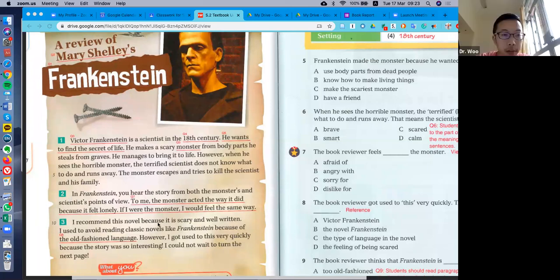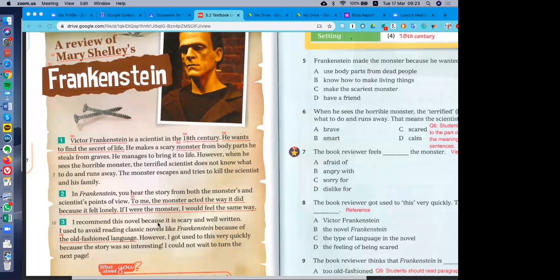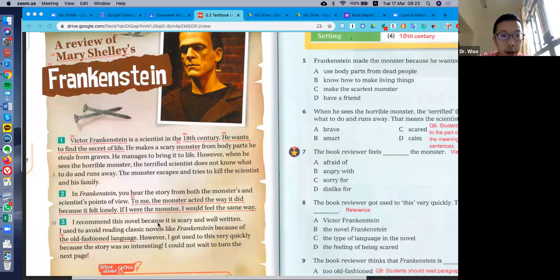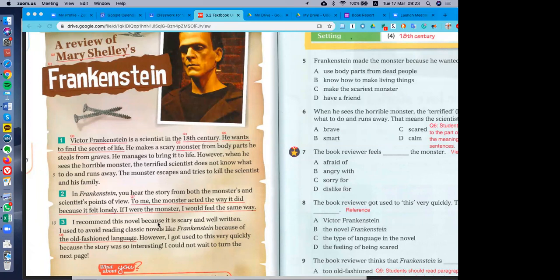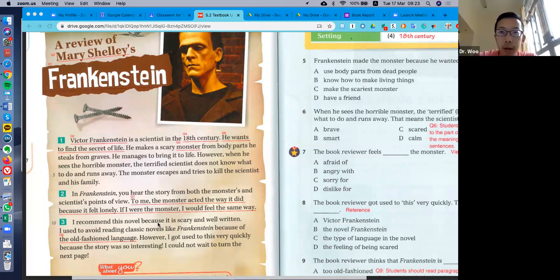So Jermaine, to me, the monster acts the way it did because it felt lonely. Great. To me, the monster acted the way it did because it felt lonely. If I were the monster, I would feel the same way. Kirsten, I recommend this novel because it is scary and well written.